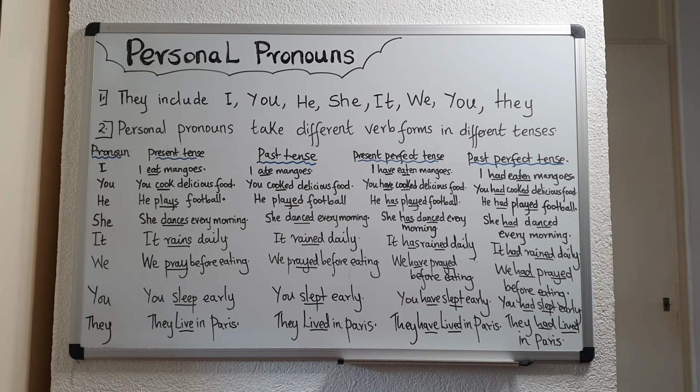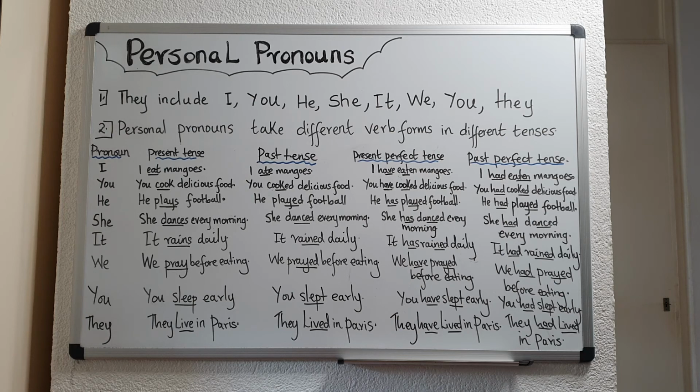ed. Okay? The next personal pronoun is you. You sleep early. Again, when you combine that personal pronoun with a verb in the present tense, you don't change the verb at all. It stays the same. Sleep in its first form, in its original form, in its base form. It does not change. You slept early. That's the past tense. Now, sleep becomes slept because sleep is an irregular verb. Okay? Because sleep is an irregular verb, it becomes slept.